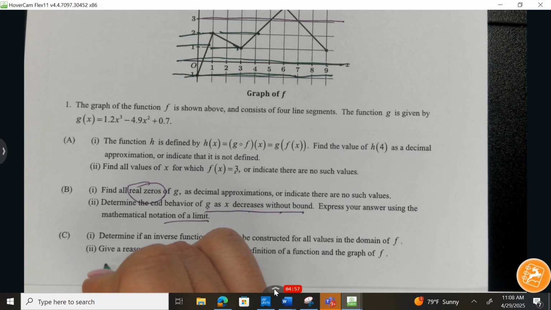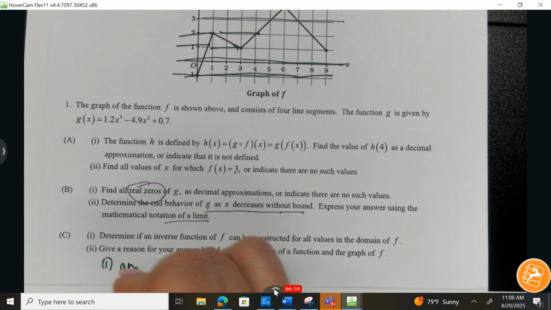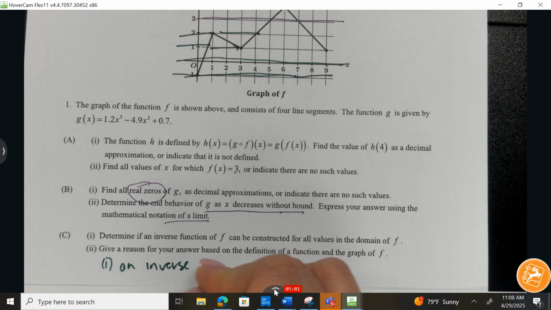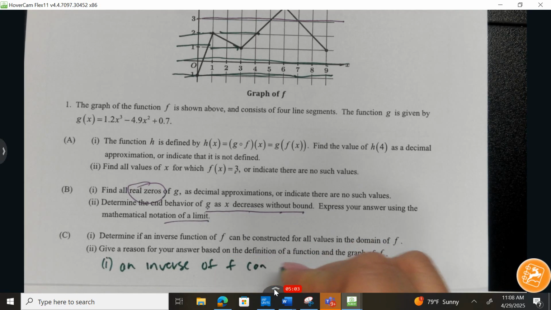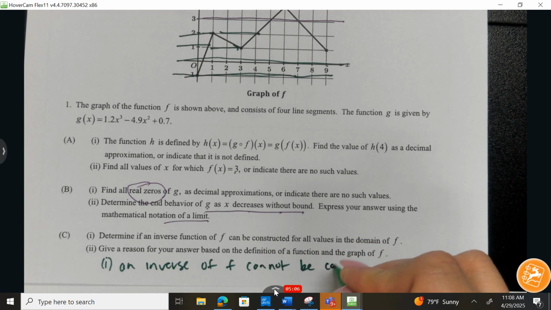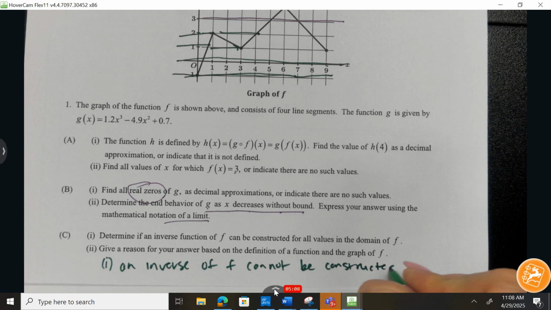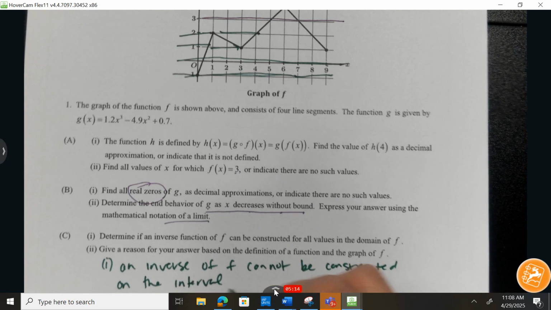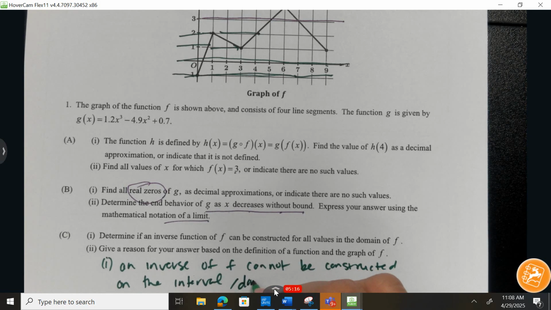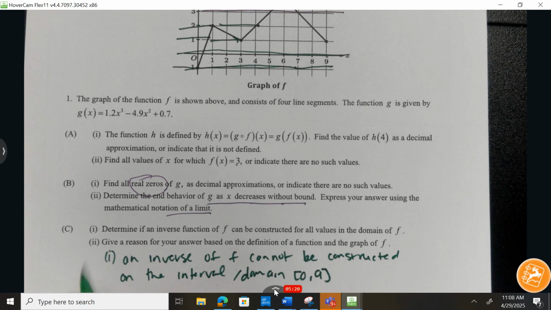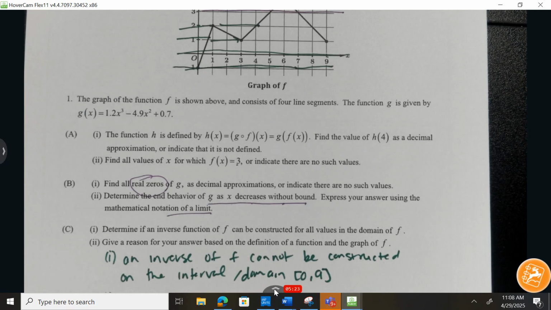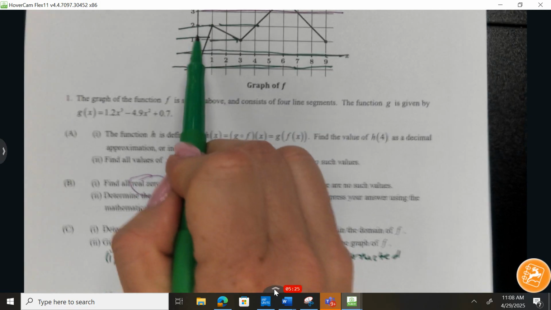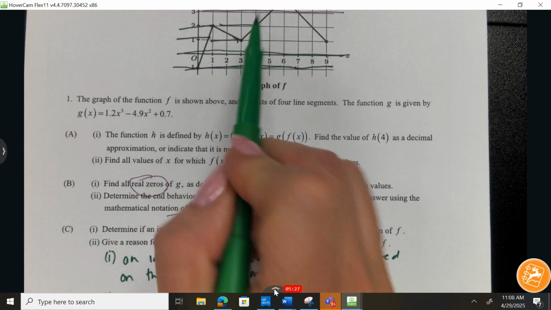It cannot. So part A is an inverse of f cannot be constructed on the interval, or maybe you wanted to say on the domain from 0 to 9. Now give the reason, and that's because using the horizontal line test, we're able to cross the function in more than one place.